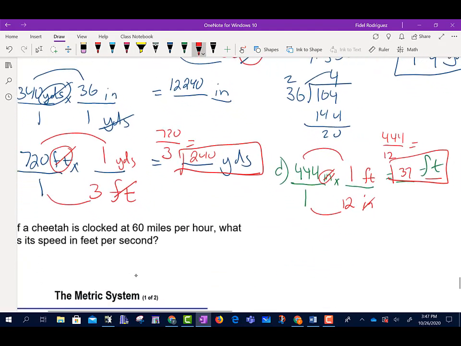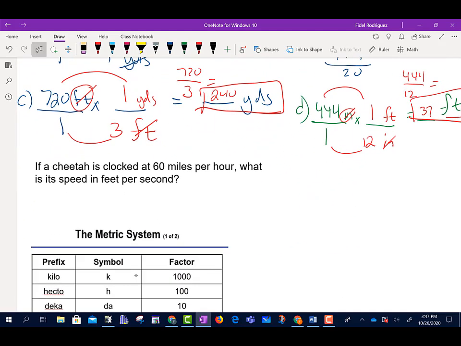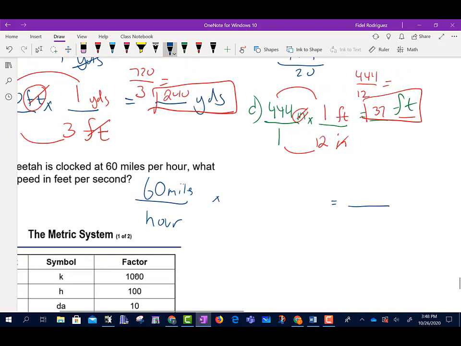All right. So here's another problem. It says if a cheetah is clocked at 60 miles an hour, what is its speed in feet per second? Okay. So I'm going to write this down here. We have 60 miles per hour. And we're going to multiply it by something, and we want to end up with feet per second. Okay.